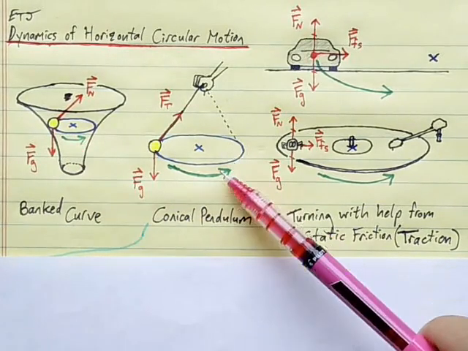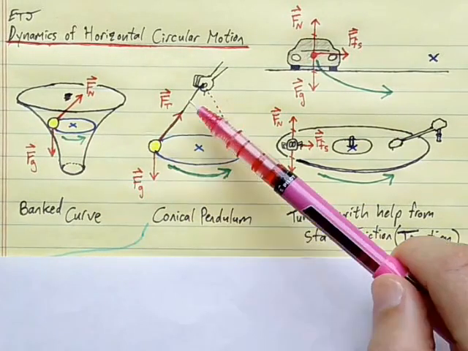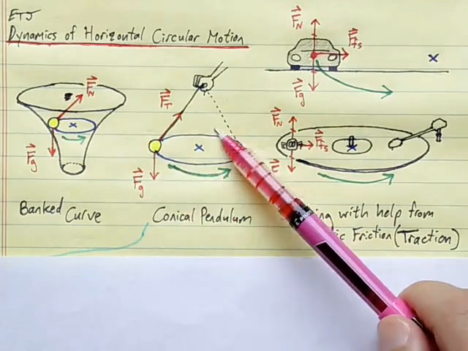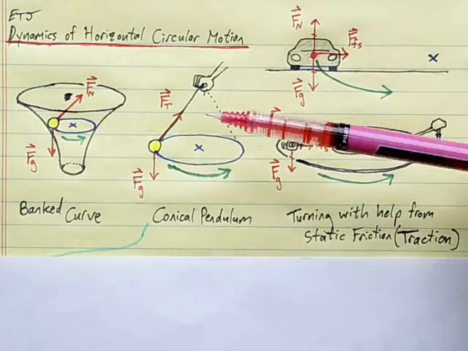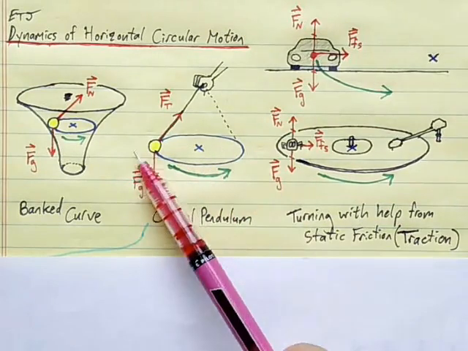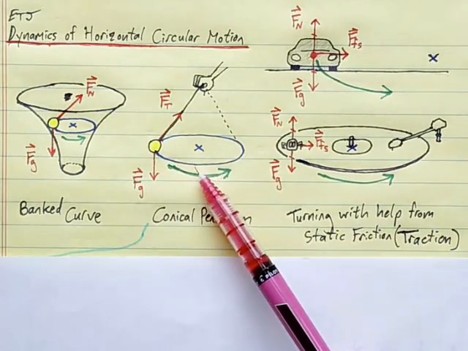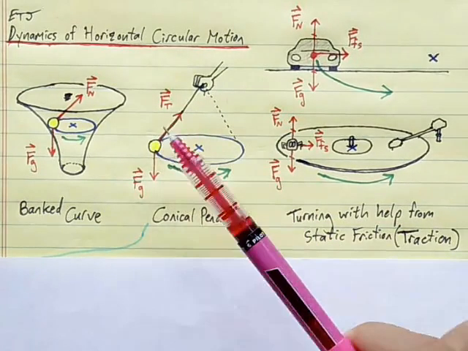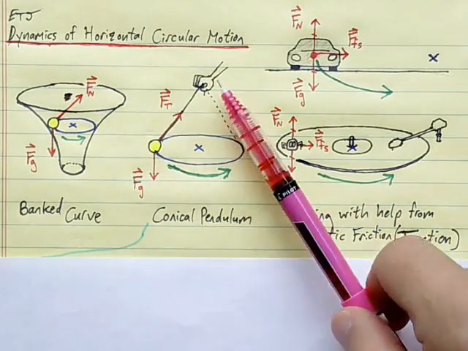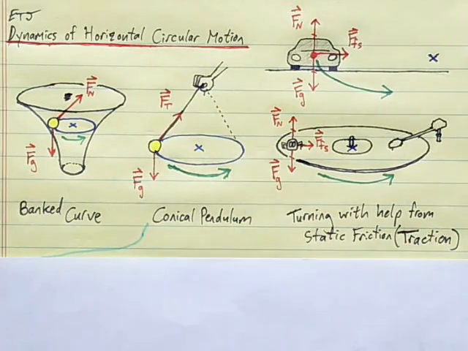Here we have a conical pendulum. That's a ball on a string being swung in a circular path like this. Not a vertical circle, but this horizontal circle. So the plane of the circle is parallel to the plane of the ground, and the string traces out kind of a cone shape over the course of one full revolution.